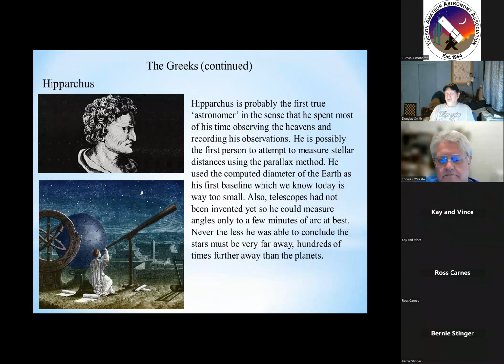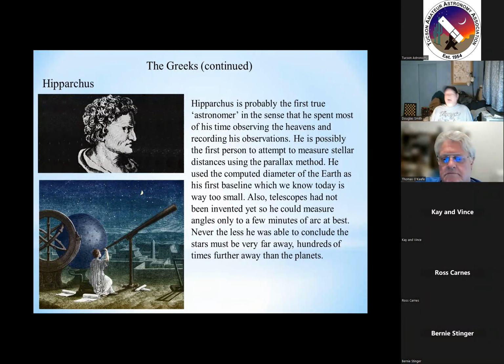Obviously, it's not a telescope. Telescopes were not invented, but he's looking through this very long, narrow tube, which allows him to pinpoint the position of a star, and he would mark it down on a chart. He's trying to do parallax, so he's looking for a shift. He would look at the star at one time of night and then look at it again 10 or 12 hours later, knowing that he could use the diameter of the Earth as his baseline for his trigonometry.